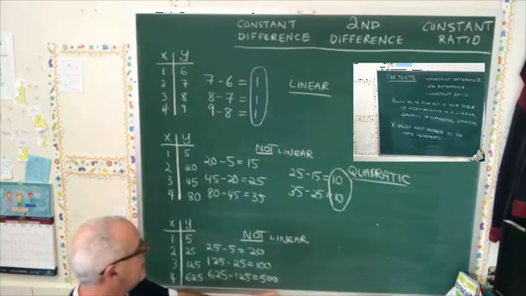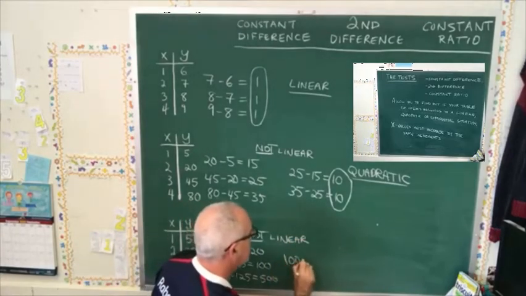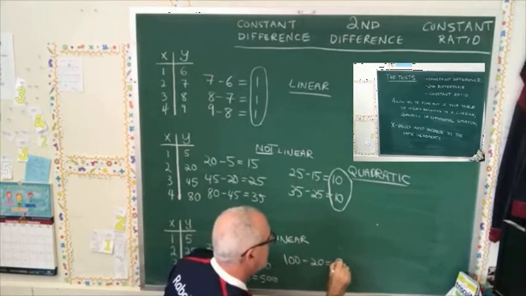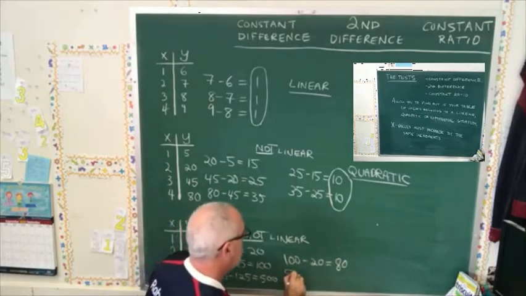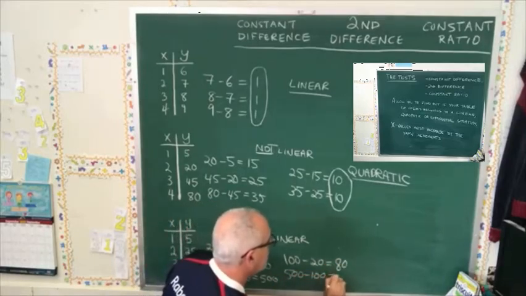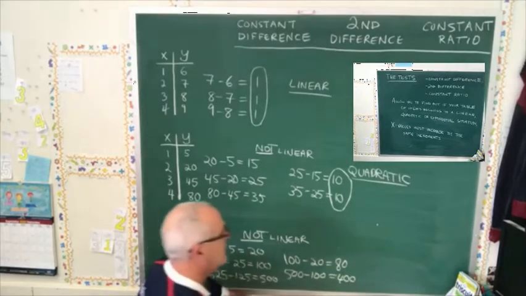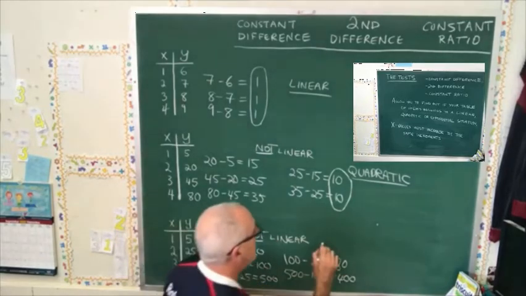Then we try the second difference. 100 minus 20 equals 80. 500 minus 100 equals 400. We are not getting the same second difference, so it is not quadratic.